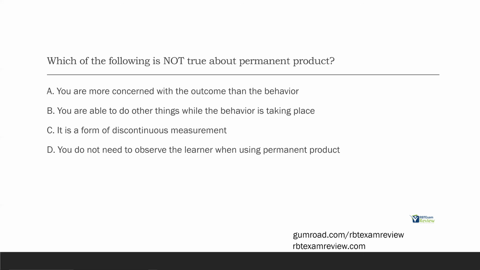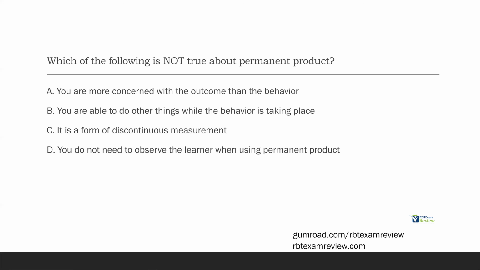C, it is a form of discontinuous measurement. So be very careful here, okay? Permanent product kind of exists in its own little landscape, right? We have continuous measurement where we are observing and recording all instances of behavior. We have discontinuous measurement, which is typically interval and time sampling. And then you have permanent product, right? Which doesn't really necessarily entail observing the behavior. We're more worried about the product. So permanent product kind of sits alone. It's not quite discontinuous. It's not quite continuous, okay? It's closer to continuous, but really it exists in its own little atmosphere. It is not discontinuous measurement.